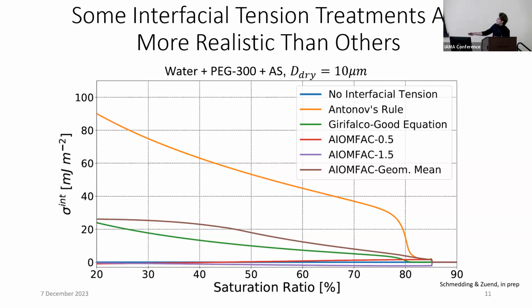Now in the brown and in the green, we have the Girifalco-Good equation in green and the geometric mean approach in brown. And these both give much more realistic values for interfacial tension in particles. So between the two of these, it's simpler to use the Girifalco-Good equation because it doesn't rely on an additional activity coefficient calculation, whereas the geometric mean includes another nested solver in here. So this is probably a good simplification for estimating interfacial tension.